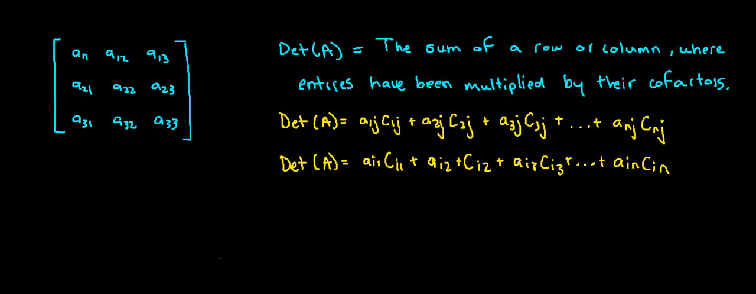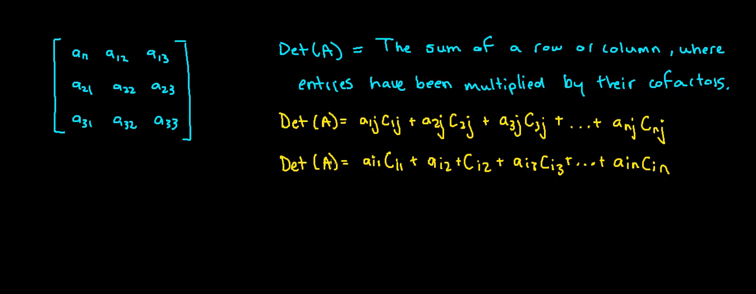The determinant of an n by n matrix can be calculated as the sum of a row or column where the entries have been multiplied by their cofactors. This is the mathematical interpretation of that statement: A1j C1j plus A2j C2j plus A3j C3j. That would be for a column: A1j, A2j, A3j, and their corresponding cofactors.